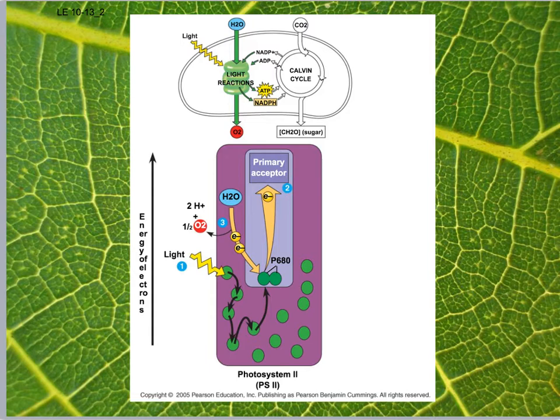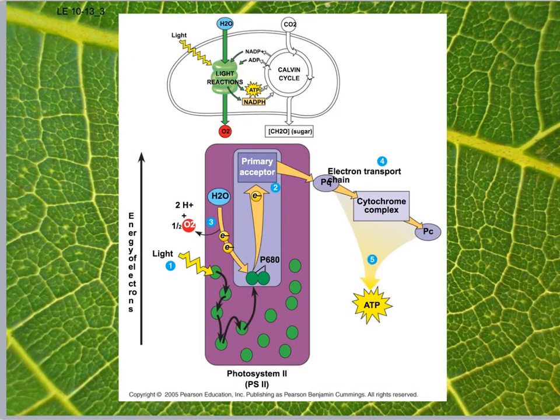So the electron gets excited. We replace those from water. Oxygen, once again, is a byproduct. It's not what we're trying to make. It's just a product that's produced. What's key is this electron's been excited, and we've got to get the energy out of that. As that electron starts to go back down, it's going to go through the electron transport chain.